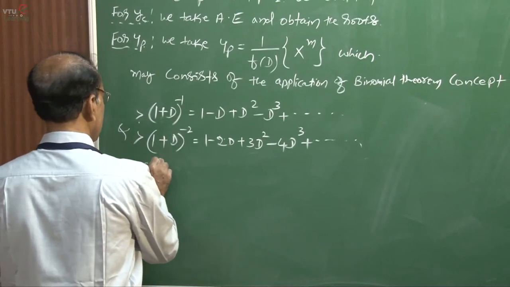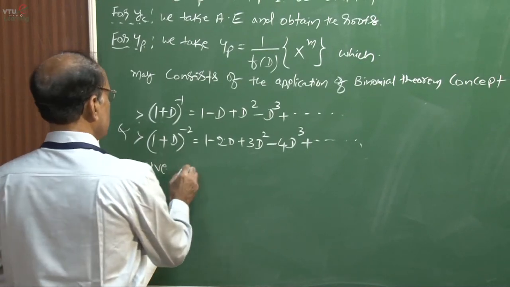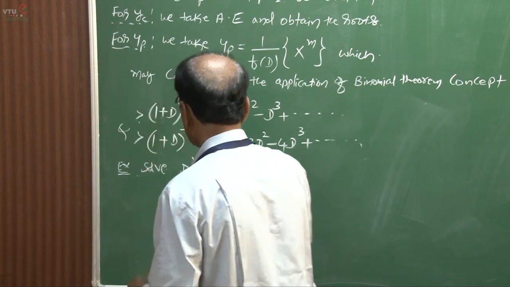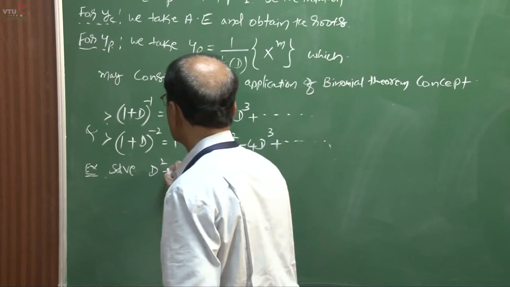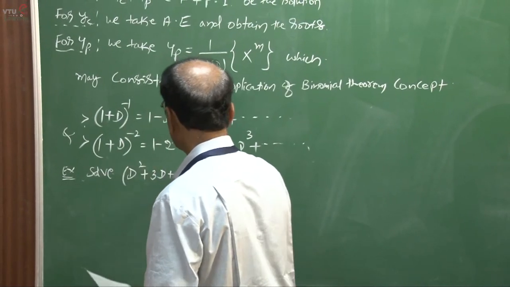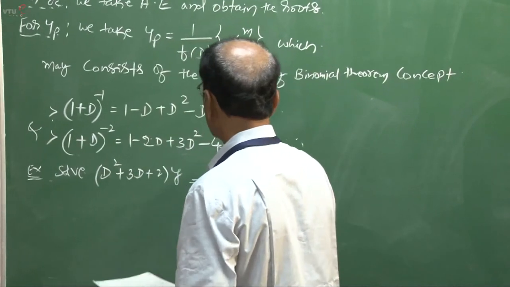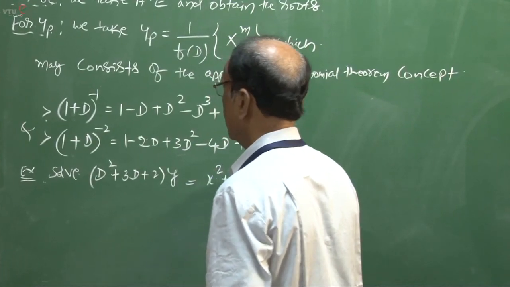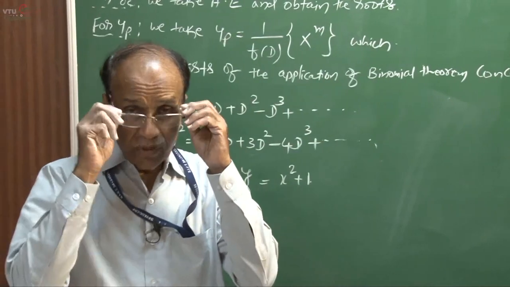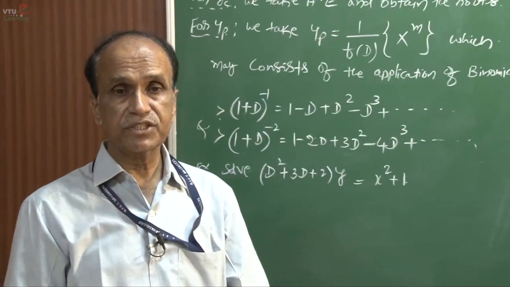Solve d square plus 3d plus 2 operating on y is equal to x square plus 1. This is your polynomial term. How will I choose the problems for discussion here?